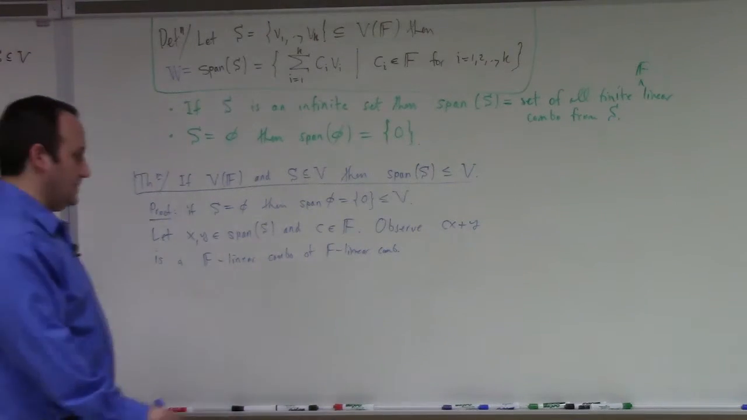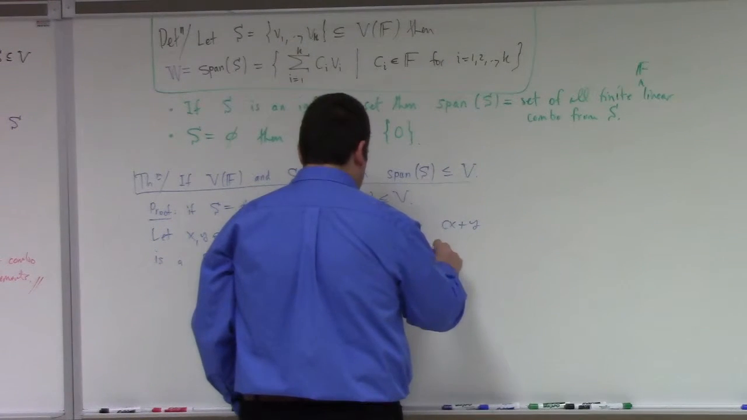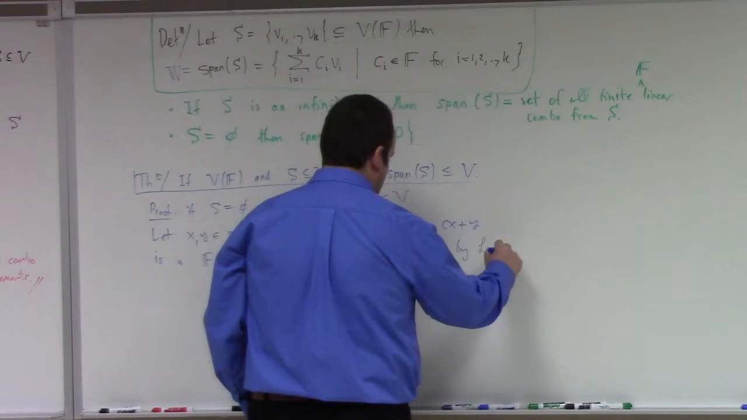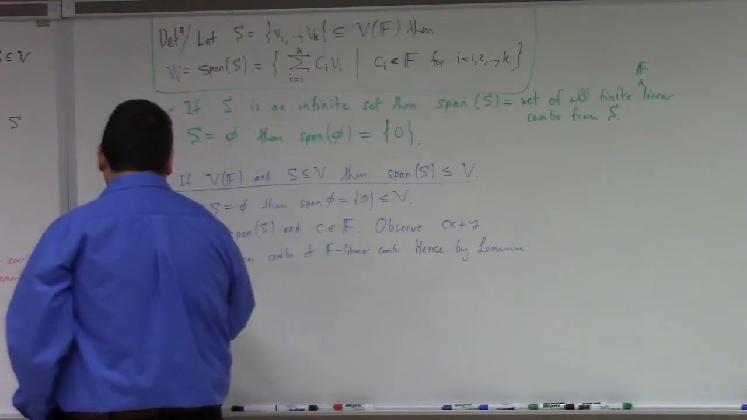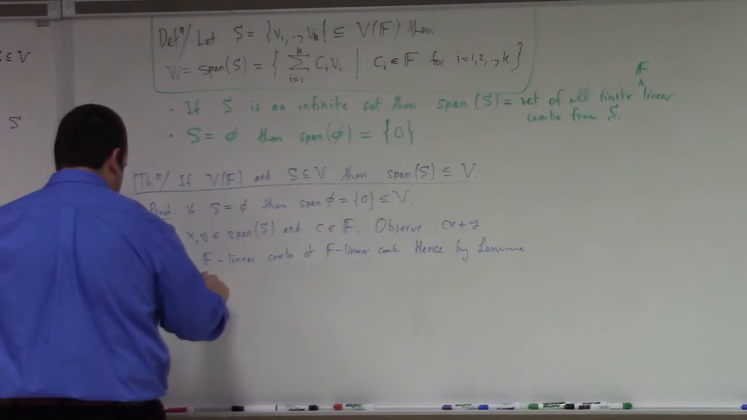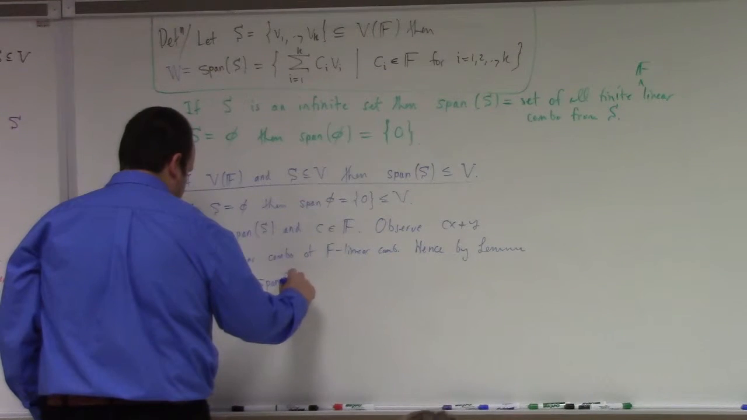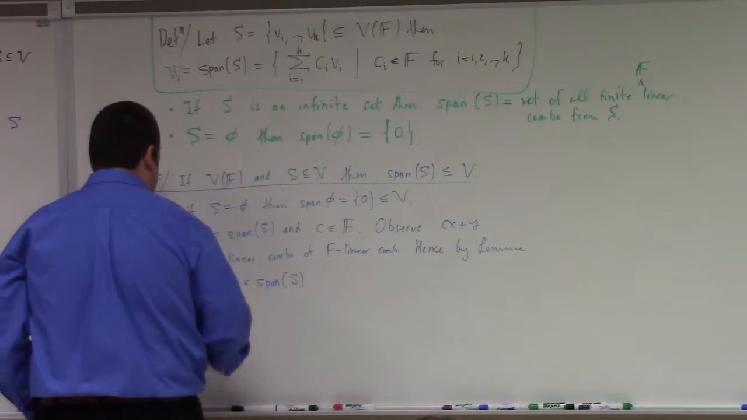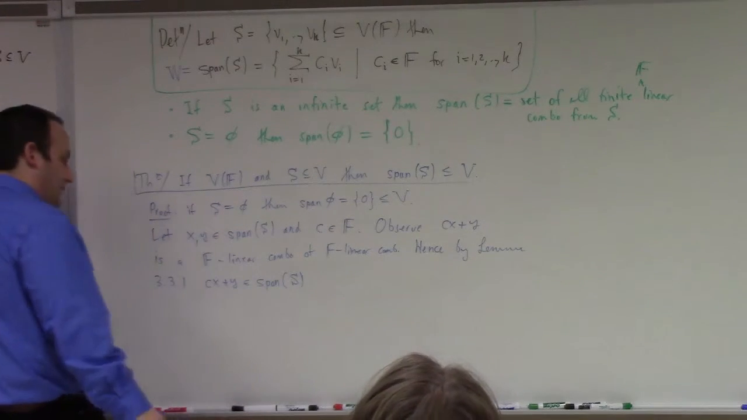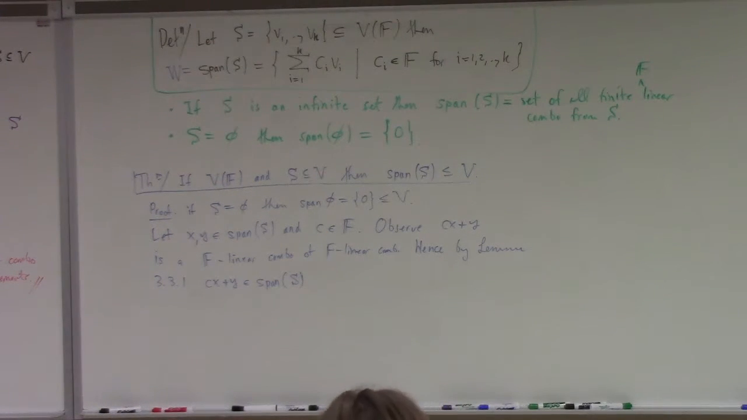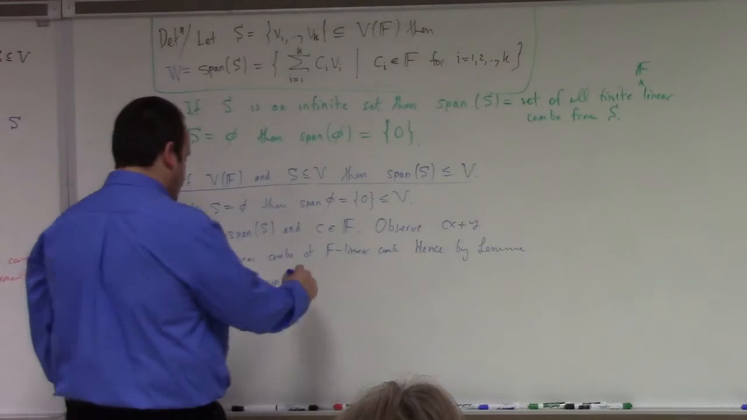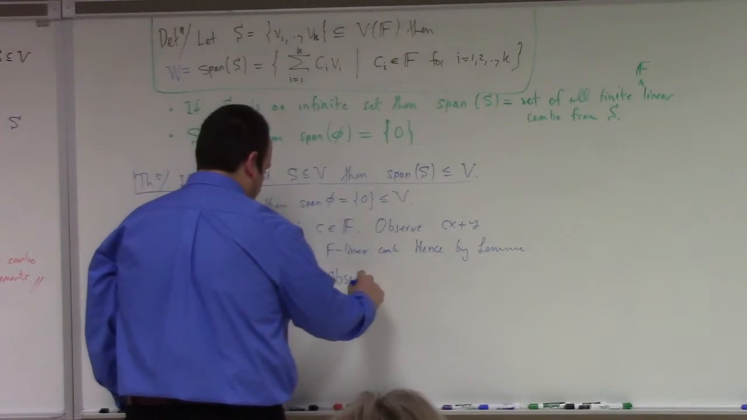Therefore, by lemma 3.31, cx plus y is once more an element of the span of S because it's again a linear combination of the elements in S. Therefore, by the subspace test, we're almost done. What do we need more? We need more, right? What else do we need?